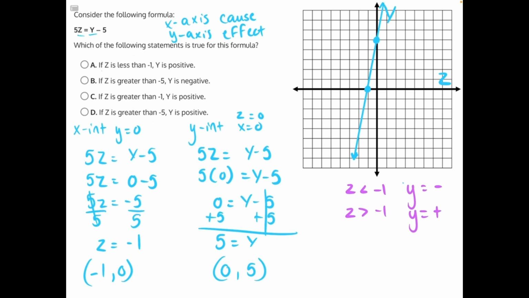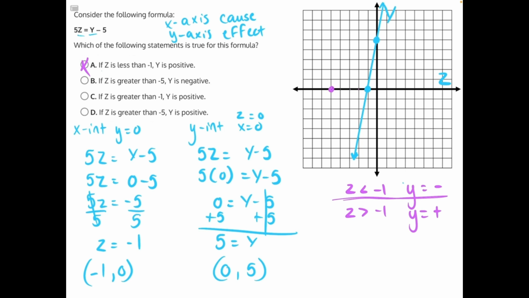A says if z is less than negative 1, so this one right here, y is positive. Well, according to our statement and to our graph, when we're less than our x-intercept, y is negative, not positive, so that is incorrect.